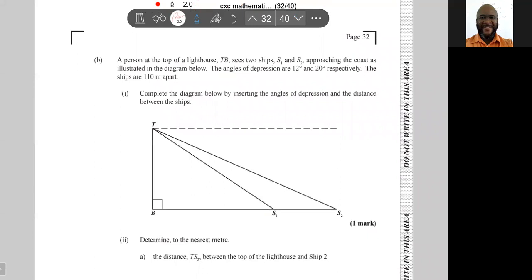Now we're at the B part of the question. This looks like angles of elevation and depression. A person at the top of a lighthouse, TB, sees 2 ships, S1 and S2, approaching the coast as illustrated in the diagram below. The angles of depression are 12 and 20 degrees respectively. So the angle of depression here is 12 degrees. The angle of depression here is 20 degrees. This is the horizontal.